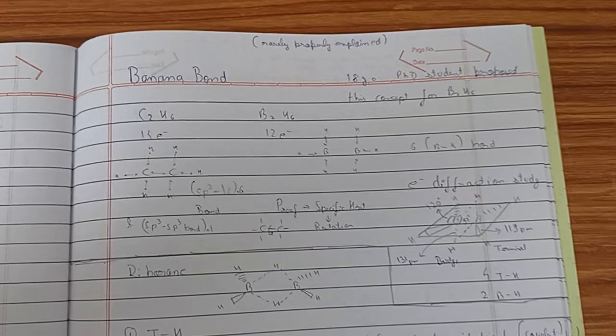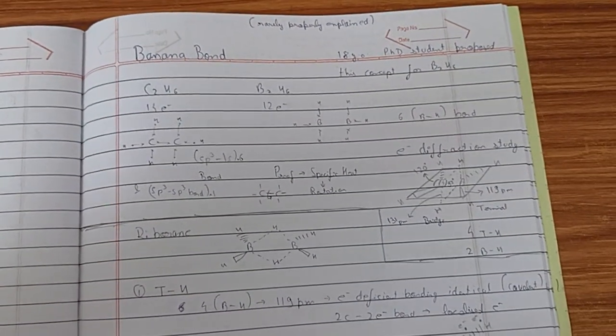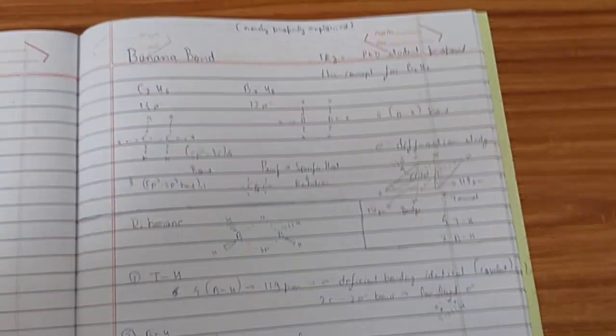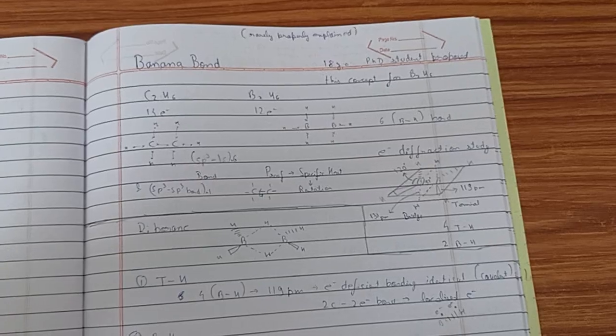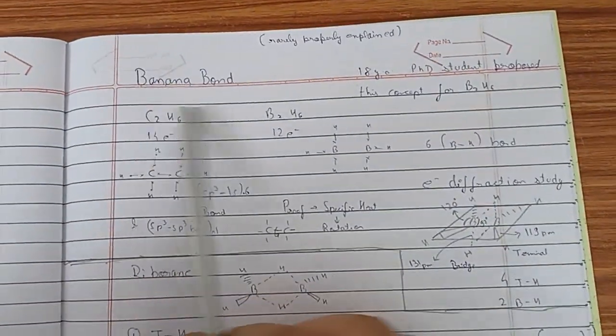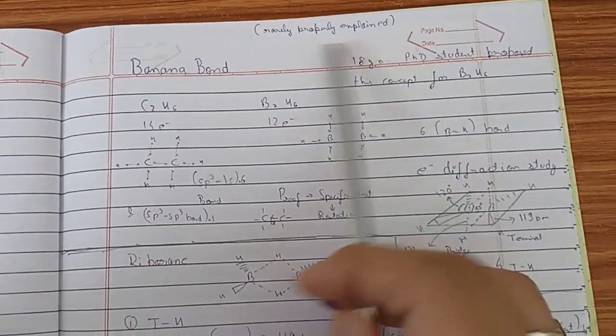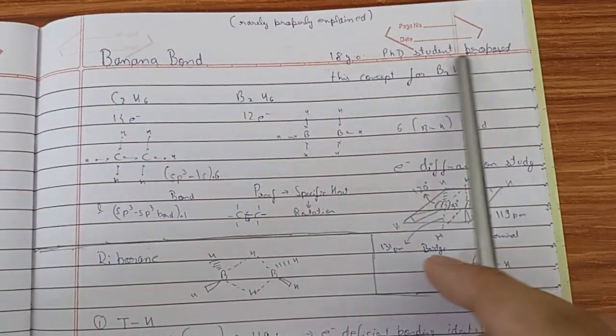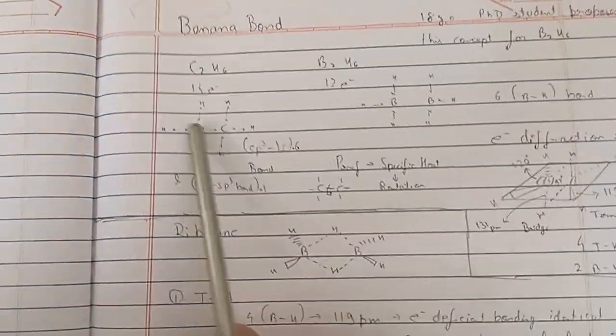This is a topic which is rarely discussed properly in class. I have made notes from IIT professors and their notes and JD Lee. So this is going to be a very detailed explanation with organic as well as inorganic examples. So banana bond, rarely properly explained. It has a bit of a history, let's skip that.